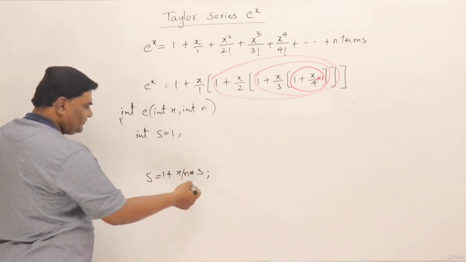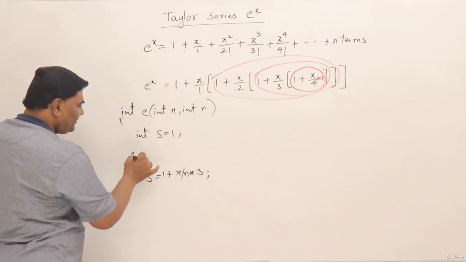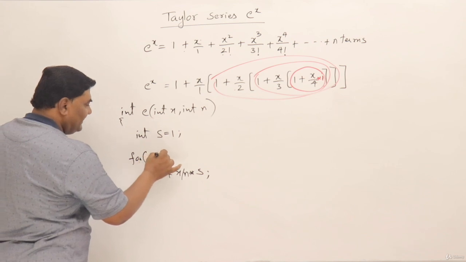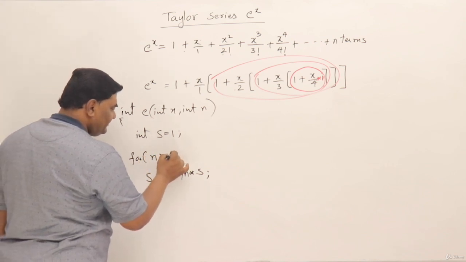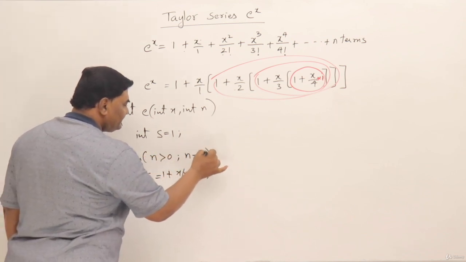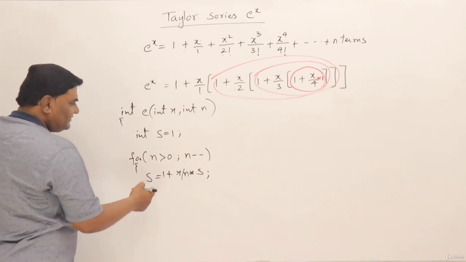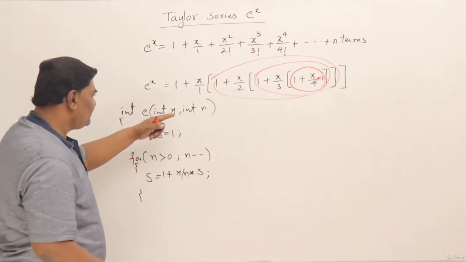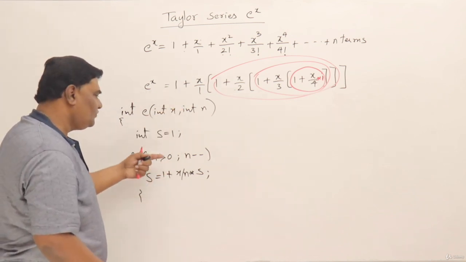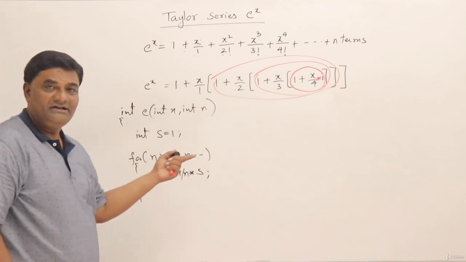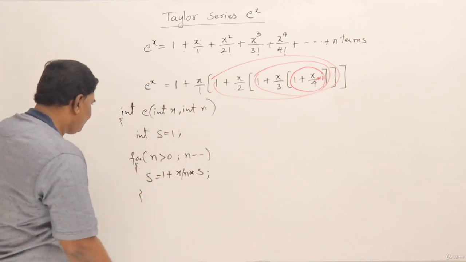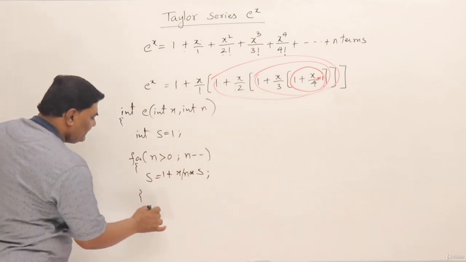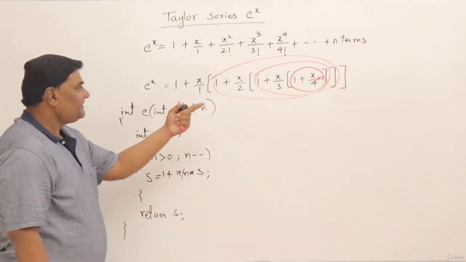So this step I have to keep on repeating. For how many times? For n greater than 0 and n minus minus. That's all. So n is right now suppose 4, then it will become 3, then 2, then 1. So it will get multiplied and finally we get the result. So we can return s. So this is the step performed every time.